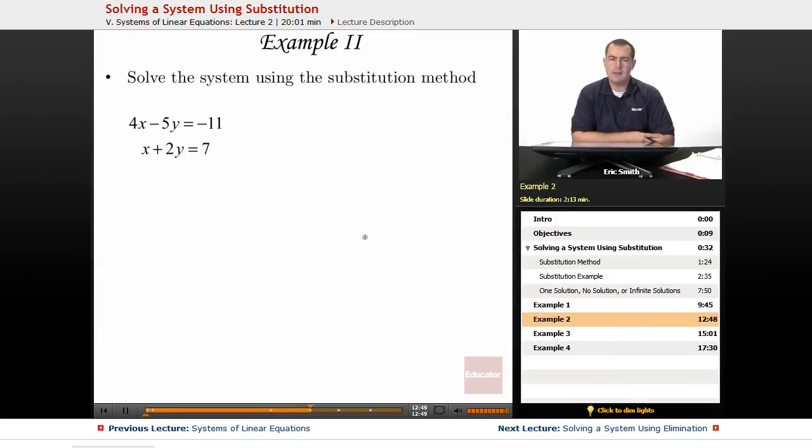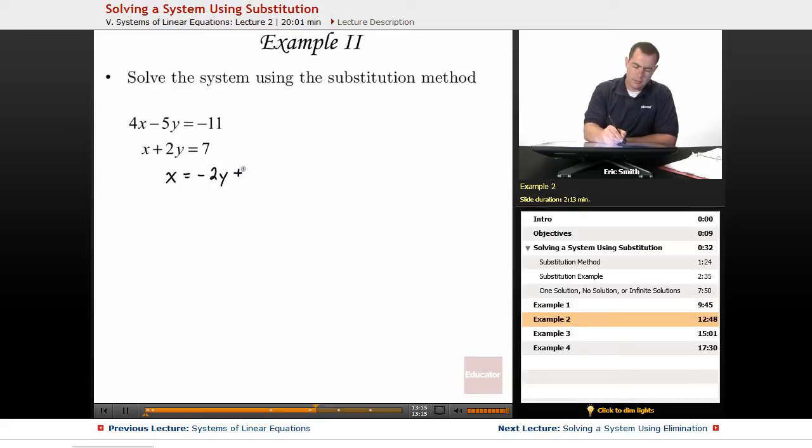All right. In this next example, we'll see if we can solve this one using the substitution method. This is 4x minus 5y equals -11, and x plus 2y is equal to 7. All right, so let's see. What variable shall we solve for? Well, this x looks like it'd be nice and easy to get all alone, so let's do that one. We'll go ahead and say x is equal to -2y plus 7. So I took the 2y and subtracted it from both sides.